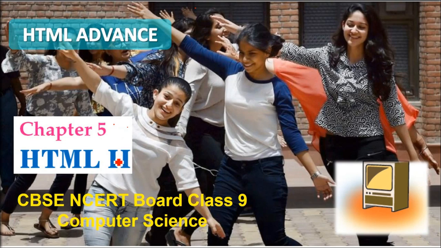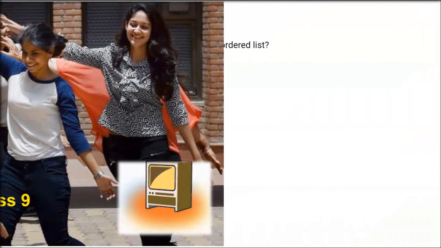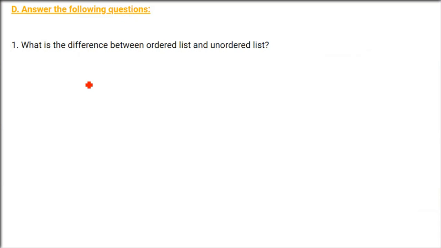This is chapter number 5, HTML. You can call it HTML Advanced. This is class 9 computer science CBSE we are talking about. So these are descriptive questions, and then we will take the short ones, that is MCQs and fill in the blanks, etc. So that we understand the content, the concept here, then we go to these short ones.